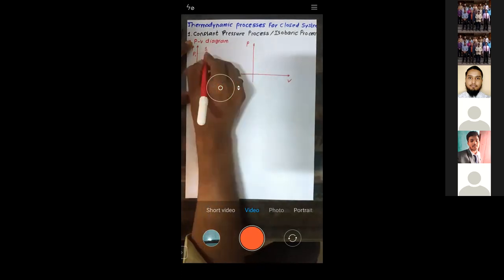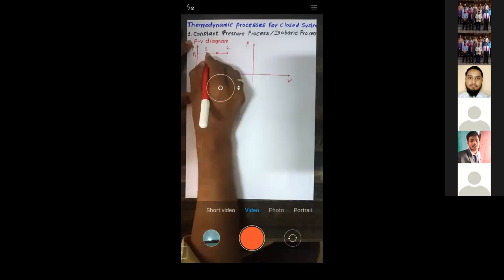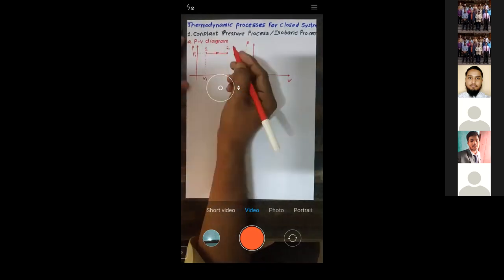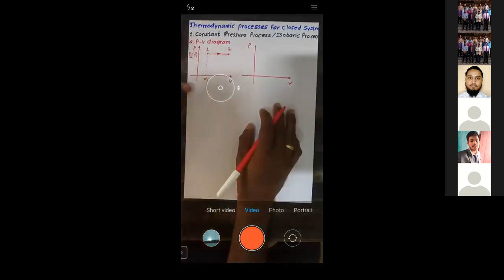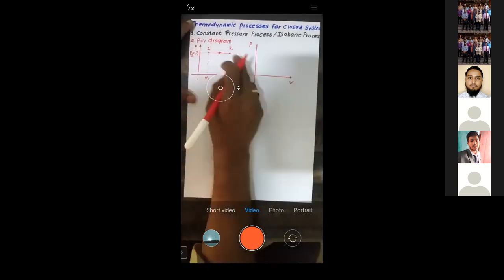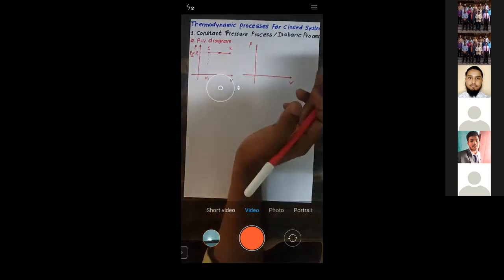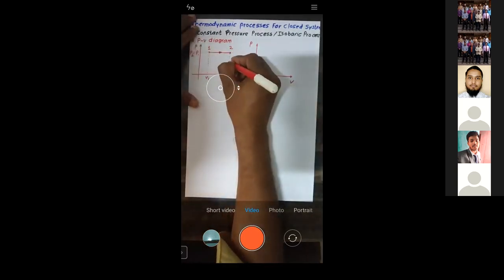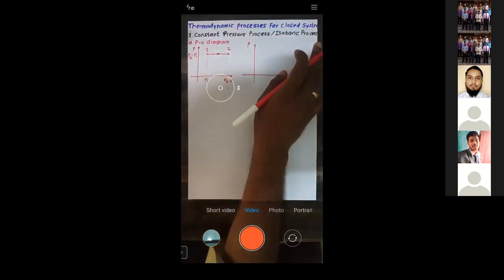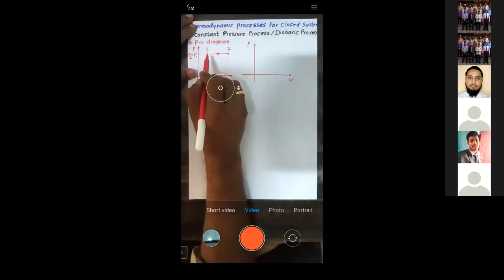From point number 1, I will move to point number 2 at a constant pressure. So I can move like this, right? From point number 1, I will move to point number 2 along this horizontal line, where pressure is constant. That is, P1 is equal to P2. Pressure at point number 1 is equal to pressure at point number 2, where I will get the volume equal to V2. It's a constant pressure process. By keeping the pressure constant, volume is increased.